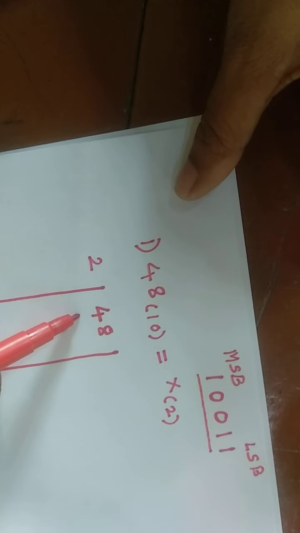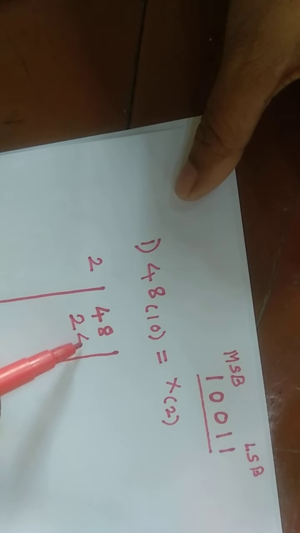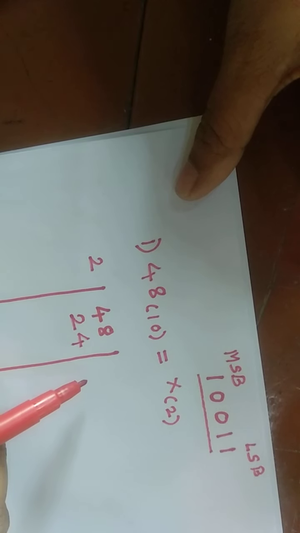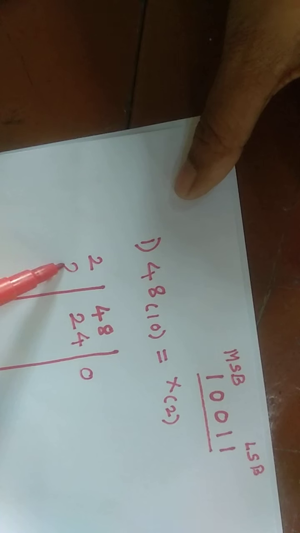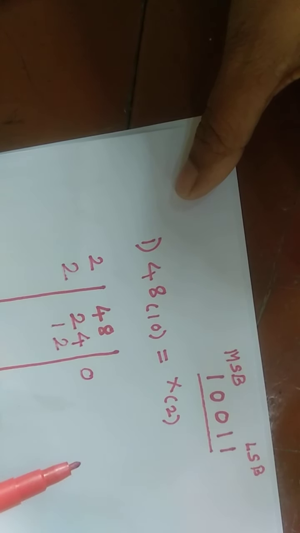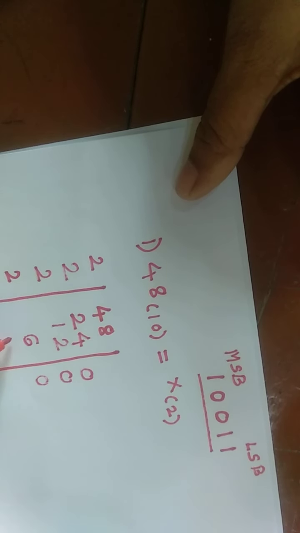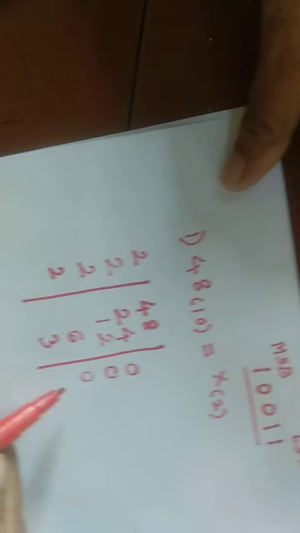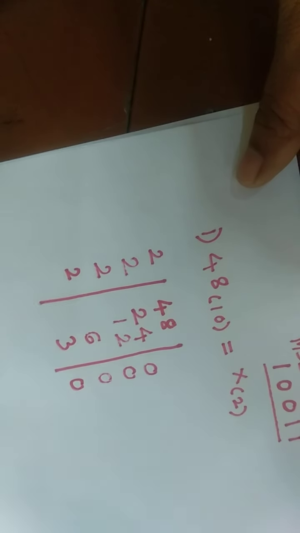2 2s are 4, 2 4s are 8. There is no remainder, so I will write here 0. Again 2 1s are 2, 2 2s are 4. Then here I will write no remainder. 2 6s are 12, no remainder. I will write here 0. Again 2 3s are 6, no remainder. I will write here 0.